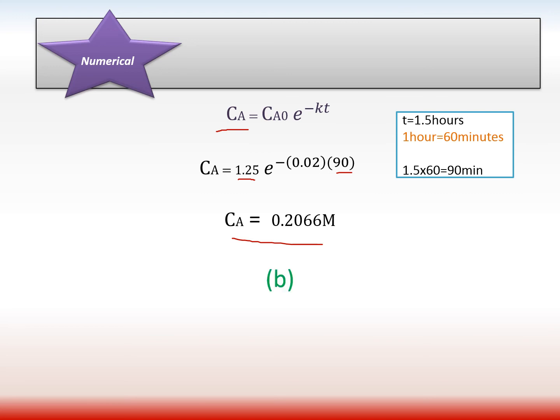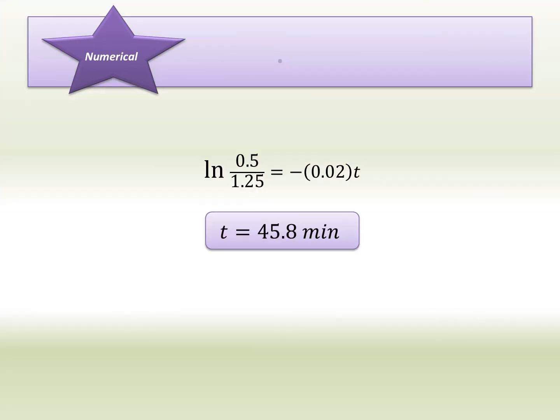Moving now to part B, we have to find the time at a given concentration. So we have equation number 1 for solving this question, ln C_A0 over C_A equals kt. We will put all the given values in the equation, and by solving this, we simply get time equals 45.8 minutes, and that is our answer.